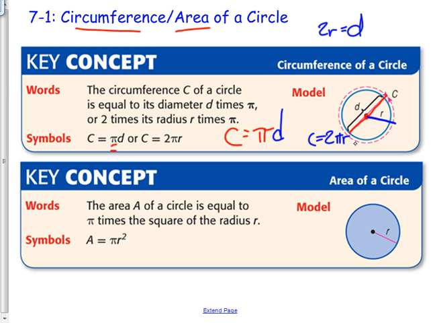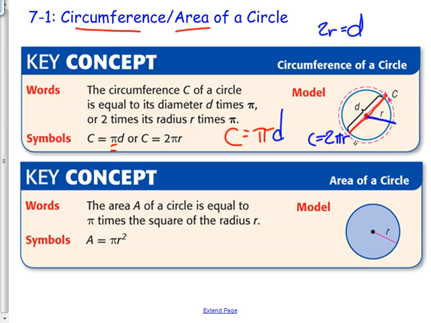There's a little nursery rhyme that one of my teachers in high school taught us, and that was twinkle, twinkle, little star, circumference equals 2 pi r. So be prepared to recite that nursery rhyme tomorrow in class. Again, twinkle, twinkle, little star, circumference equals 2 pi r.